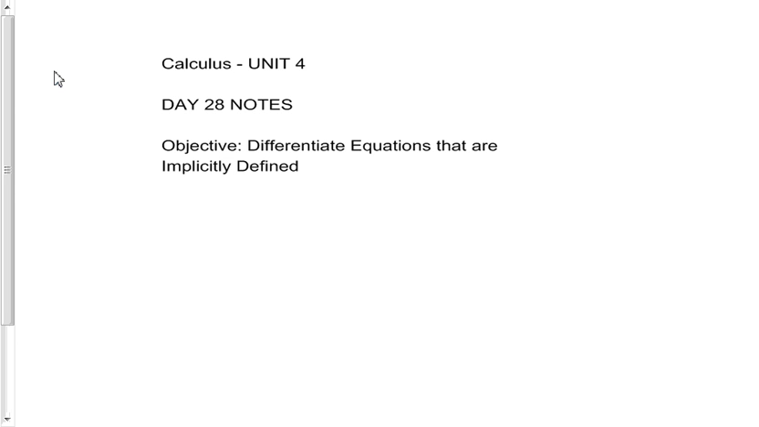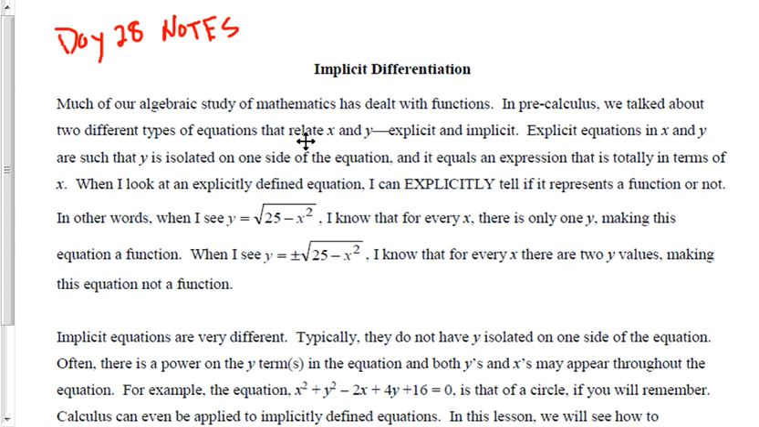All right, we're on Calculus Unit 4, Day 28 notes. Our objective is to differentiate equations that are implicitly defined. We've got the beginning part of the notes here, a lot to talk about, so let's jump right in, then we'll retrace what we talk about, and then we'll look at some examples.